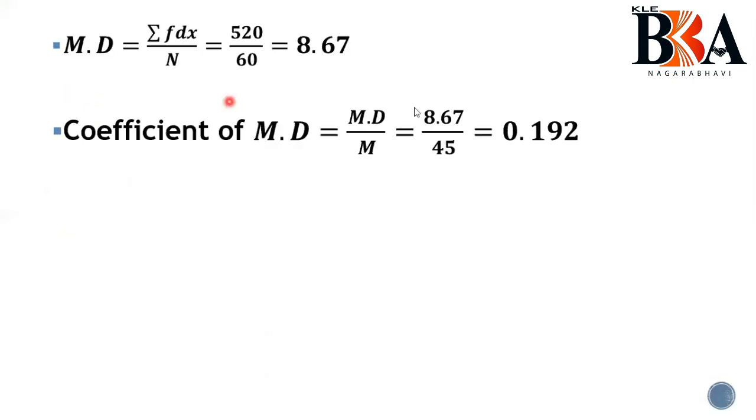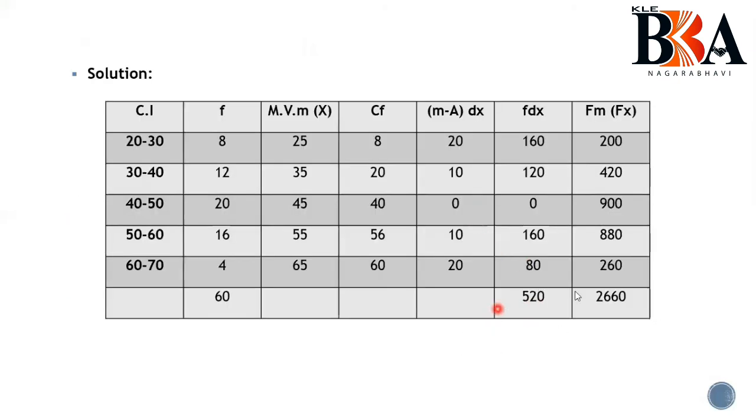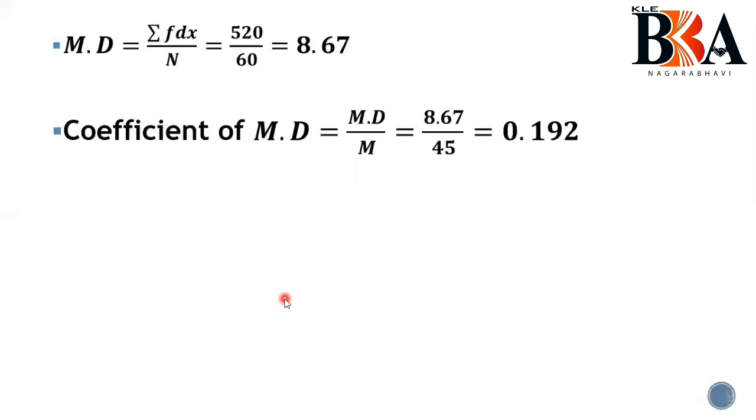Then you go for the execution of your mean deviation. For mean deviation, the formula is summation of FDX divided by N. So the FDX total is 520. You have seen here. Okay. When you get this 520, execute that one. So 520 divided by N, that is 8.67.